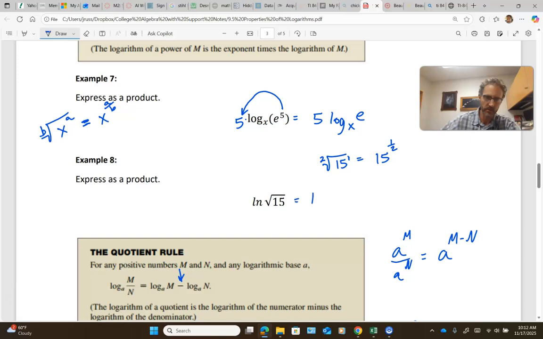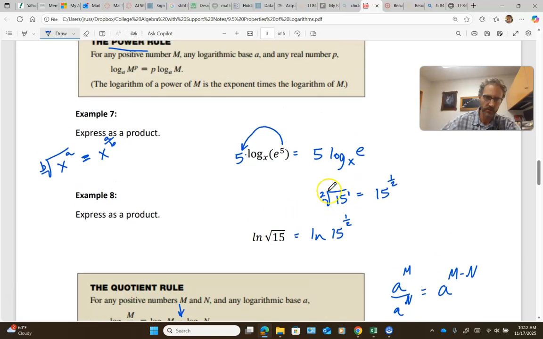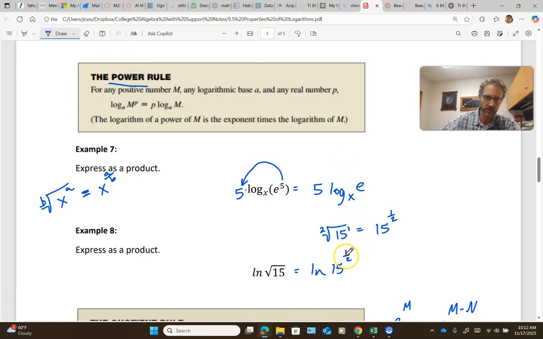So that's my first step here. This is really the same thing as the natural log of 15 to the 1/2 power. Now that the argument in my logarithm actually has a power, I can apply this power rule. In other words, I can essentially move that power out in front of the logarithm. So this becomes 1/2 times the natural log of 15. So that's my product right there.